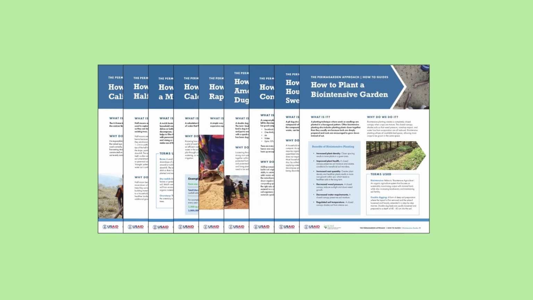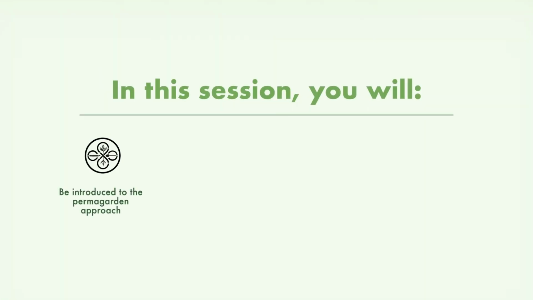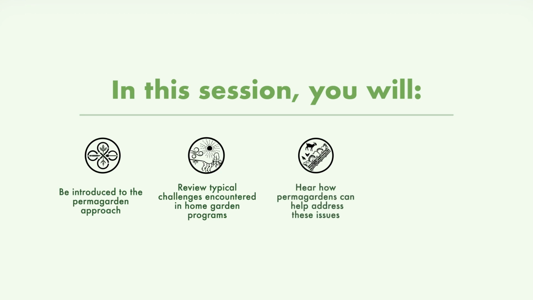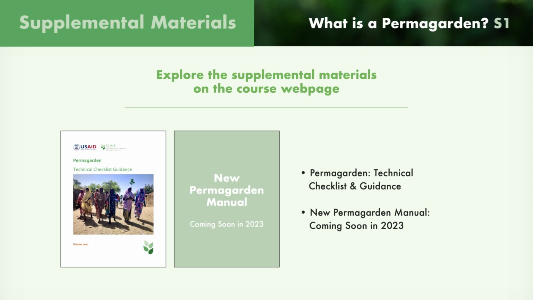Now, let's get started. This session provides an introduction to the Permagarden approach. In order to understand what a Permagarden is and how it can be used, we are going to first look at some of the typical challenges encountered in home garden programs. We will then look at how Permagardens can help address these issues and review the minimum standards needed to create a Permagarden. Explore the supplemental materials on the course webpage to find additional resources.